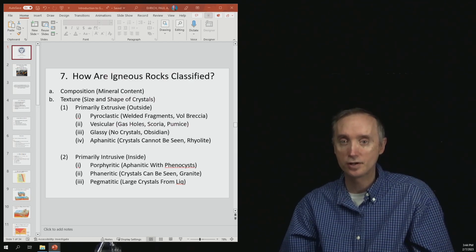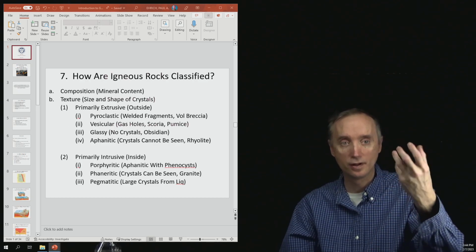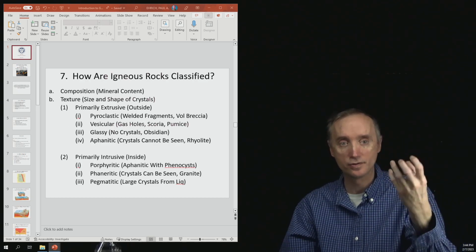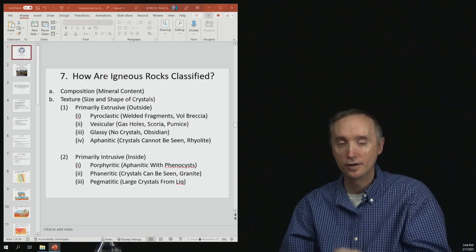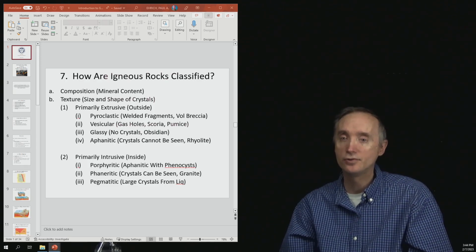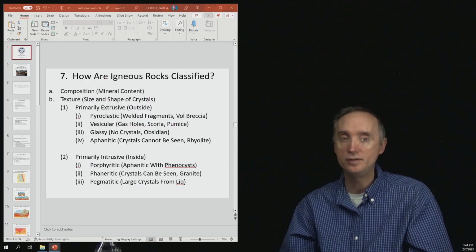So when you look at a chunk of granite and you hold it to the light, you can see all those crystals in it. That's a phaneritic texture, and that tells you that that granite formed deep underground. That's where it cooled off.